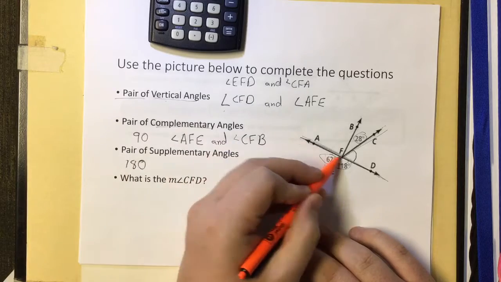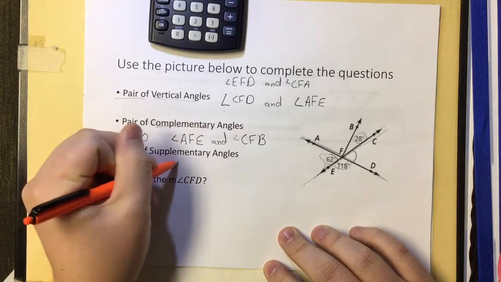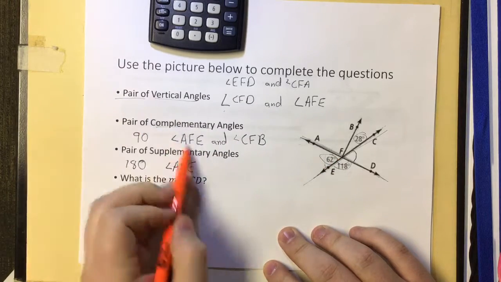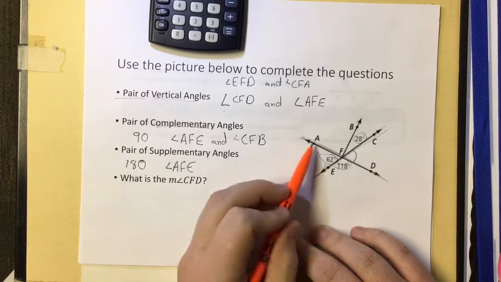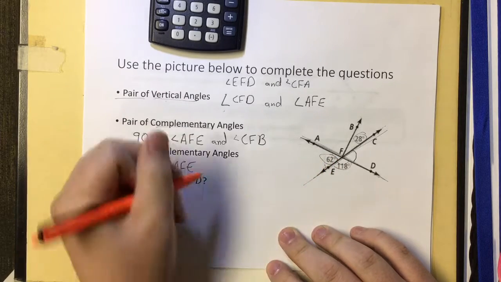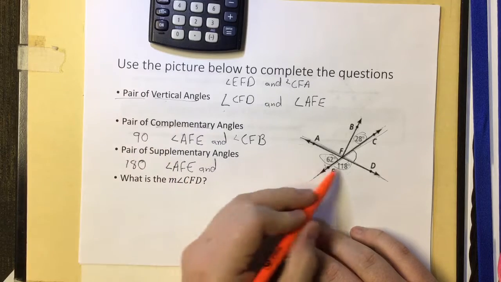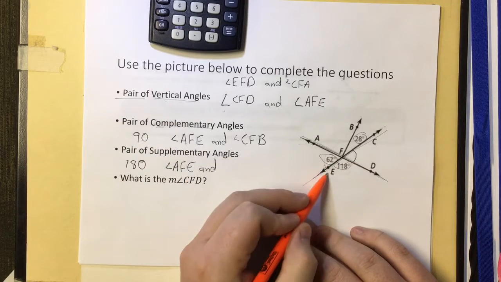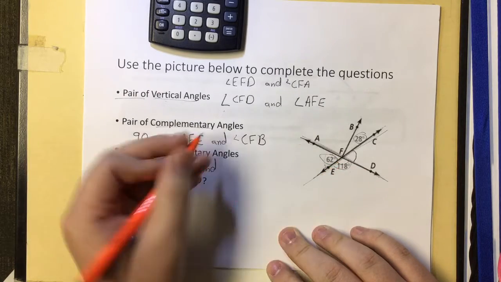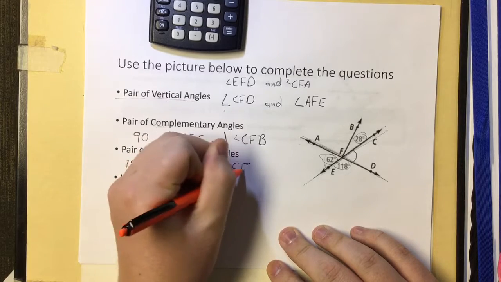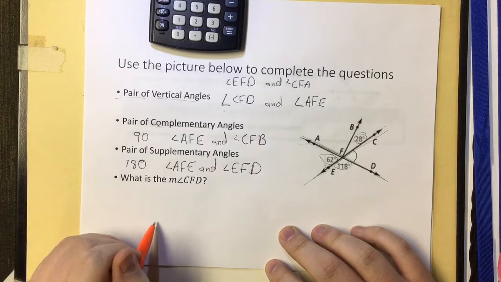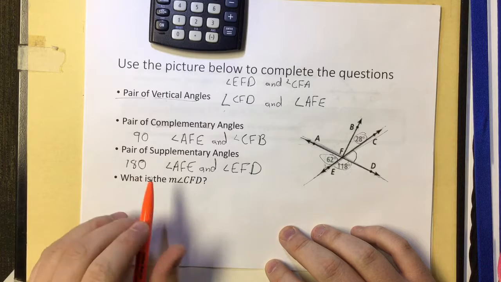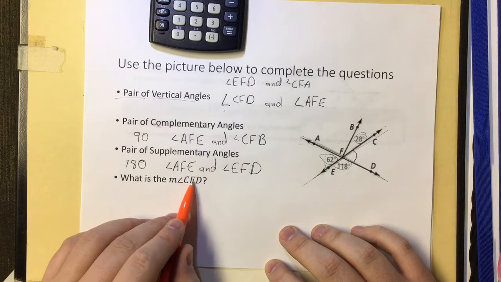So I can name angle AFE again, that's the same name because I'm talking about that same 62-degree angle, and I need this big angle, the 118, angle EFD. All right, last question on this slide is, what is the measure of angle CFD?